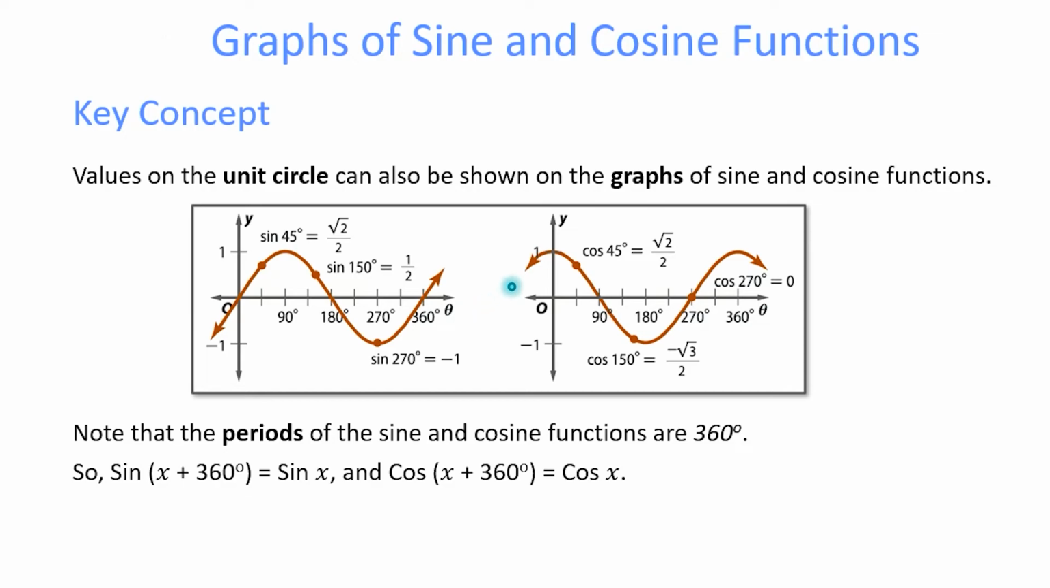The cos function, on the other hand, starts at plus 1 at 0 degrees theta, goes down to 0 at 90 degrees, to minus 1 at 180 degrees, back to 0 at 270 degrees, and back up to plus 1 at 360 degrees, completing one full cycle. Remember that the periods of the sine and cosine functions are 360 degrees. So in the examples that we looked at before, sine of x plus 360 degrees equals sine of x, and cos of x plus 360 degrees equals cos of x.